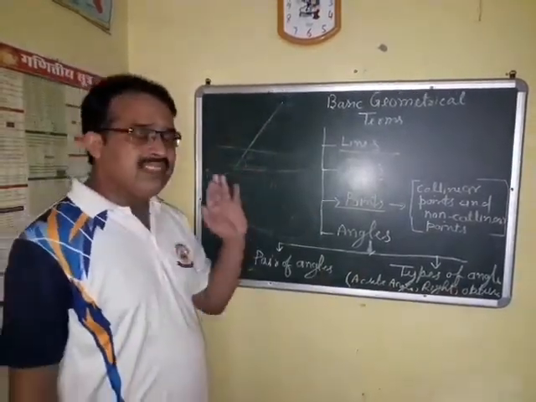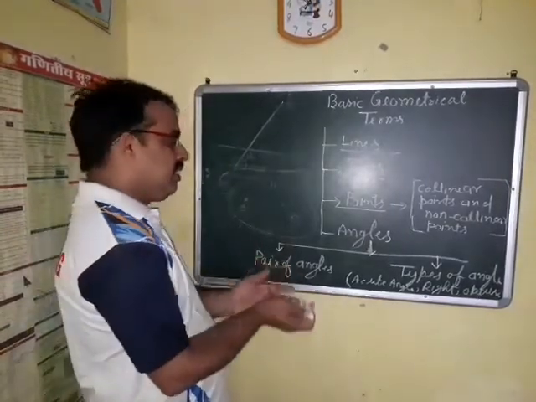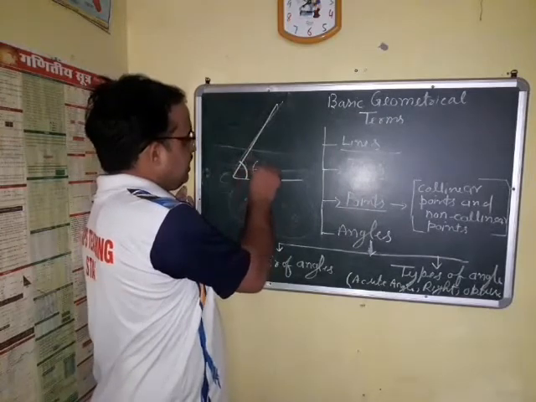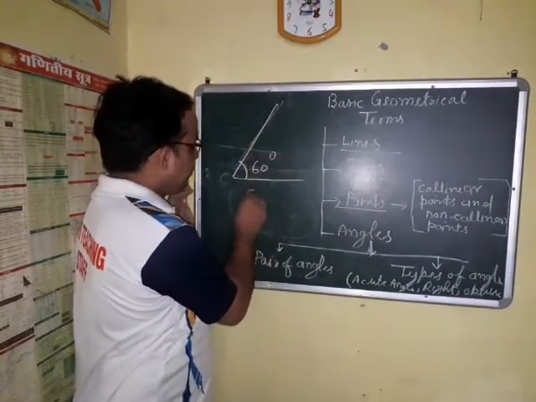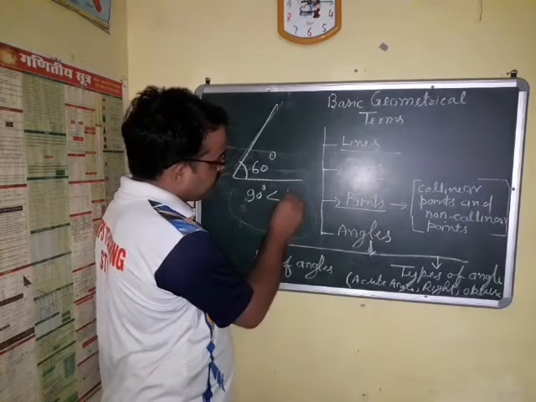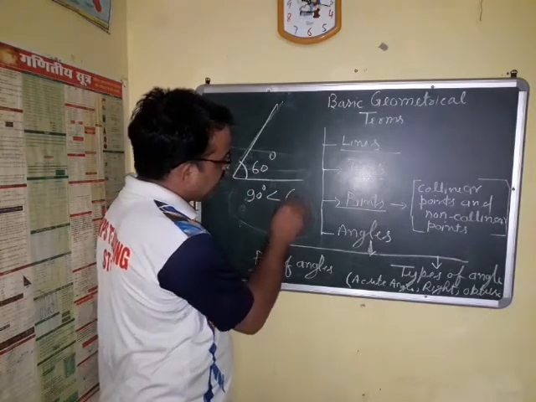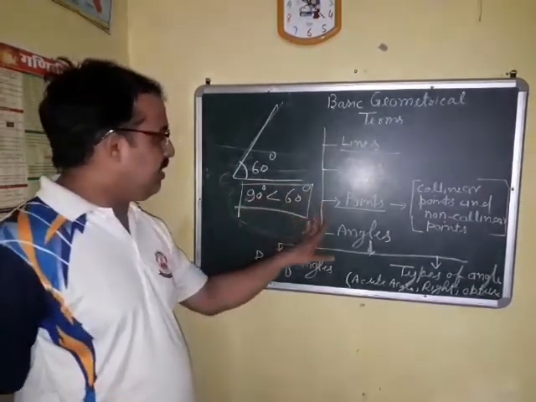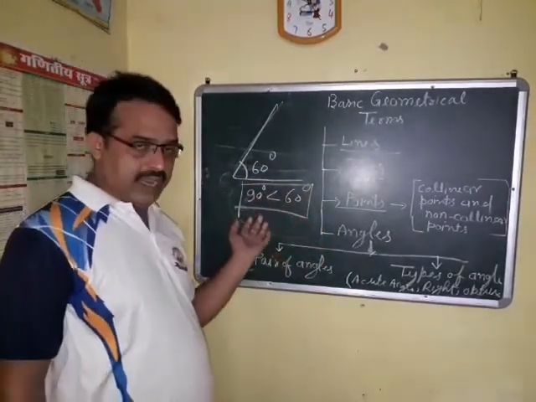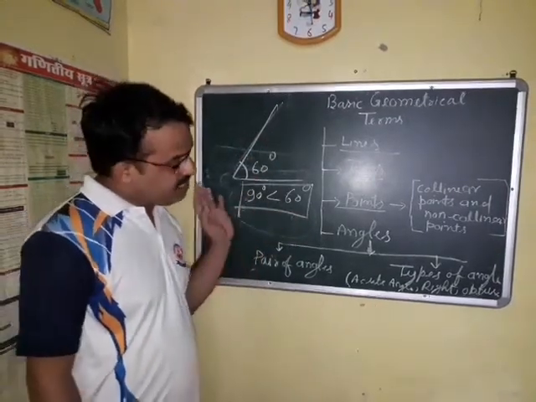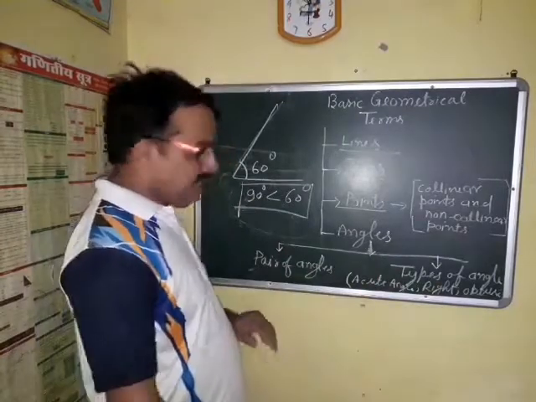An angle that is less than 90 degrees is called an acute angle. Acute angle is less than 90 degrees, like 60 degrees, and this one is also less than 90 degrees. Clear? So angles less than 90 degrees and greater than 0 degrees are called acute angles. Clear? Now we discuss another one, the right angle.